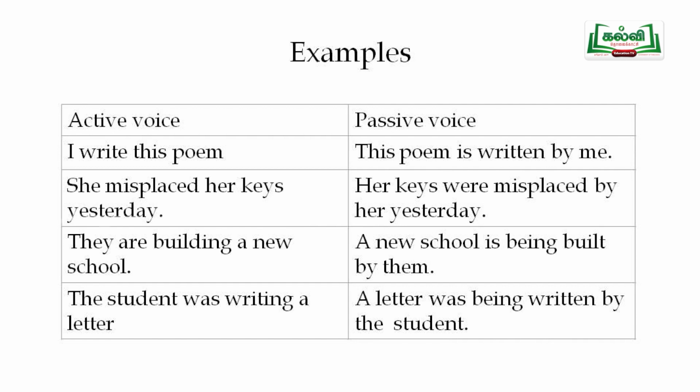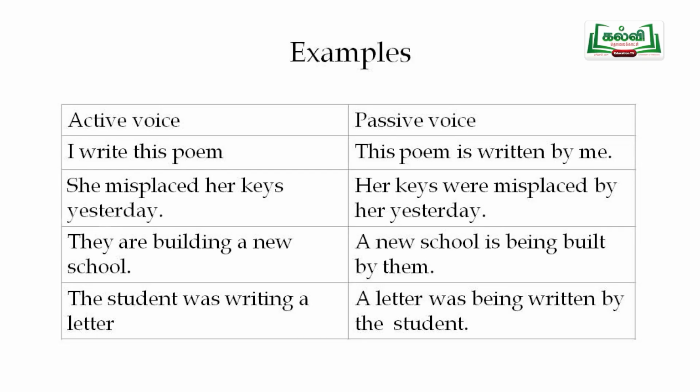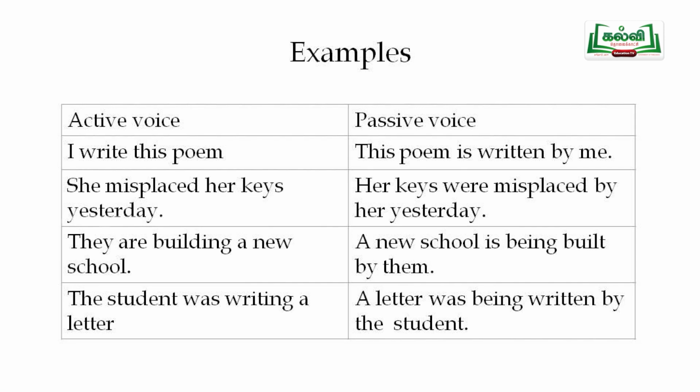Next, she misplaced her keys yesterday. Here, she is the subject, misplaced is the verb, her keys is the object. So the object should come first, her keys. The object, keys, are in plural. So you have to use were. And the third form of the verb, misplaced, you should add by her yesterday. So the full sentence is, her keys were misplaced by her yesterday.